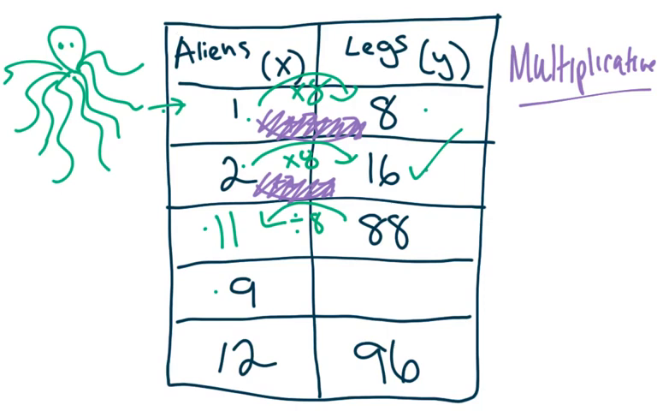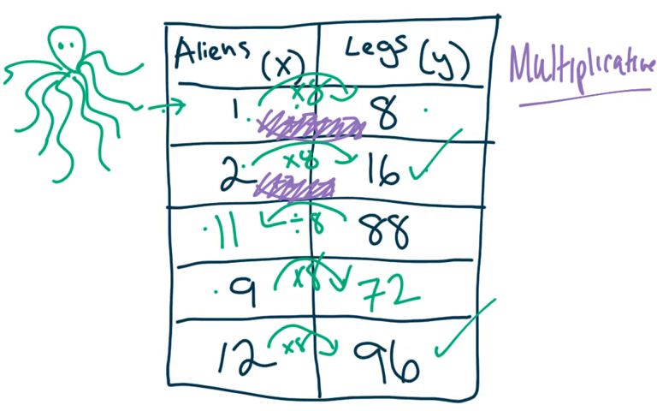Check your work. This one is going from left to right, so we're not doing divided, we're doing times. 9 times 8 is 72. Just double check. 12 times 8, oh yes, that is 96. So when you then find out what your relationship is, you have to include it with your variables. Aliens times 8 will equal the number of alien legs.